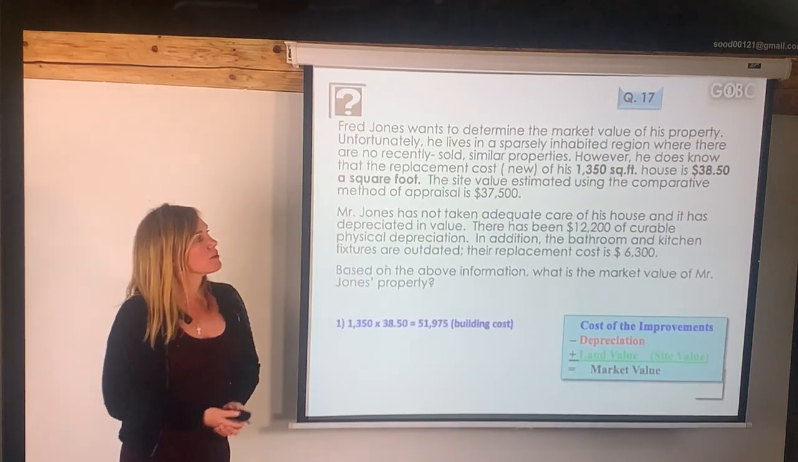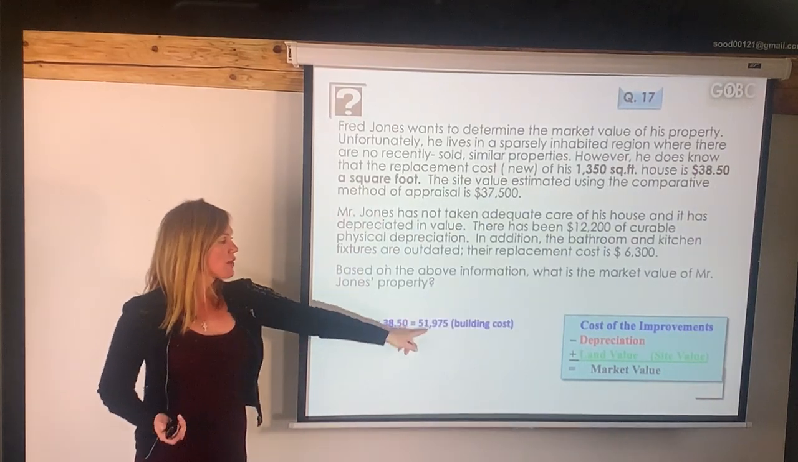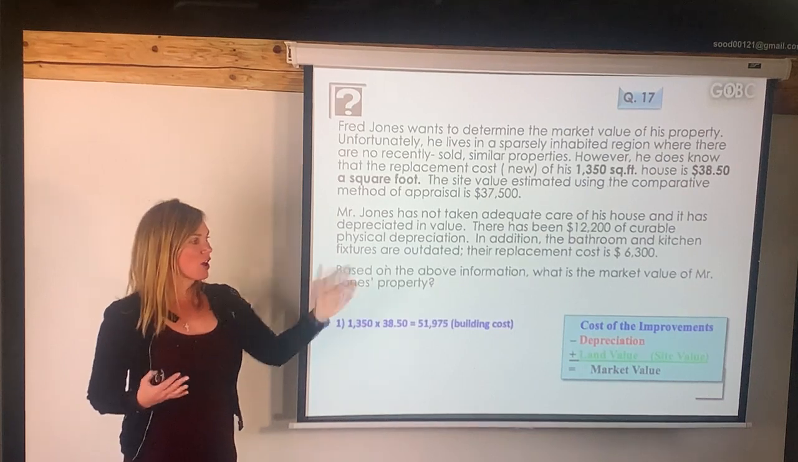So you're going to take that 1350 times it by 3850. Okay, gives you 51,975. What is this? That's your building cost, right? That's the cost of the improvements.